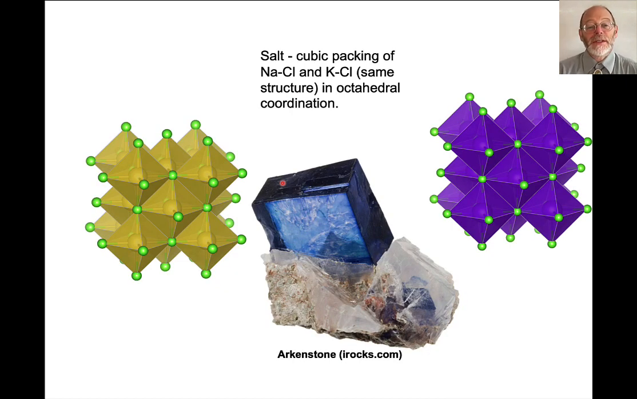I thought I would talk a little bit about the structure of some of these minerals. Halite and sylvite have the same structure. The cation is in octahedral coordination with chlorine, and these make a cubic structure. Here's halite, here's sylvite. Here is a crystal of halite, and in fact these are crystals of sylvite. And you can see they have this cubic symmetry to them.